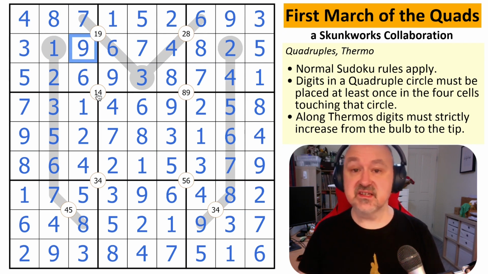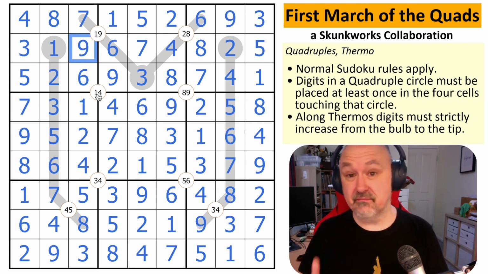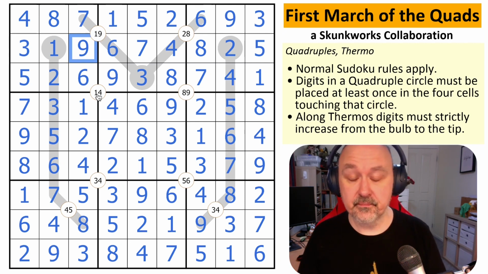And again, this is a Skunkworks puzzle. I don't actually remember who was in around when this was being set. There were so many people throwing puzzles together. This one is very, very cool.